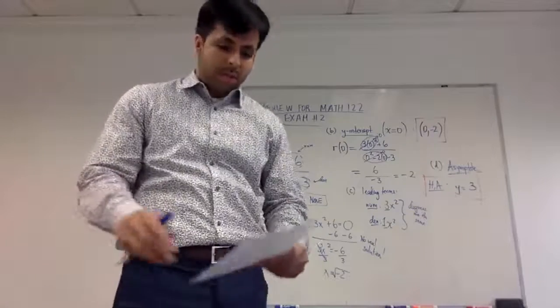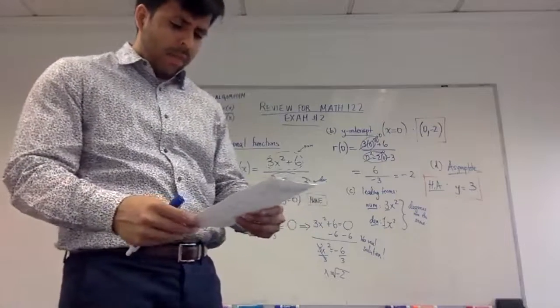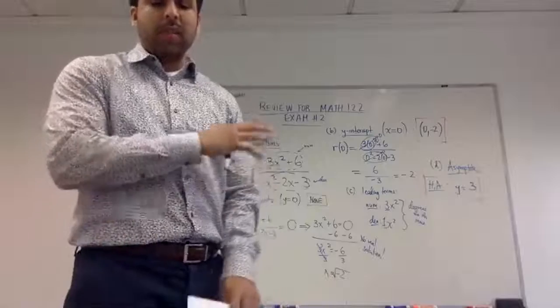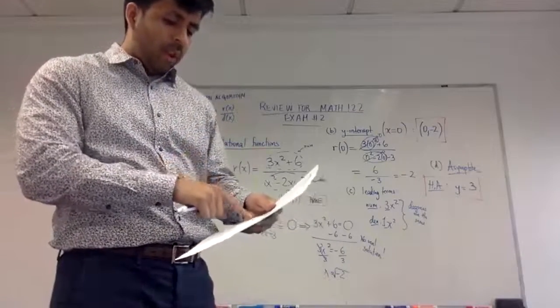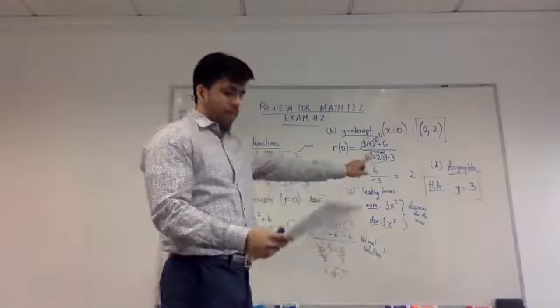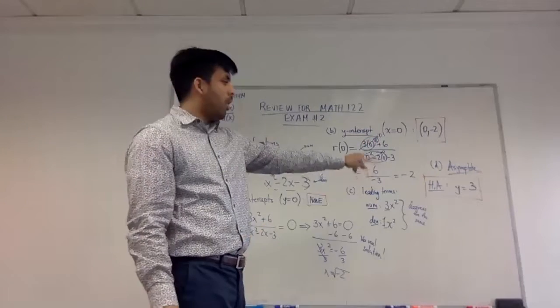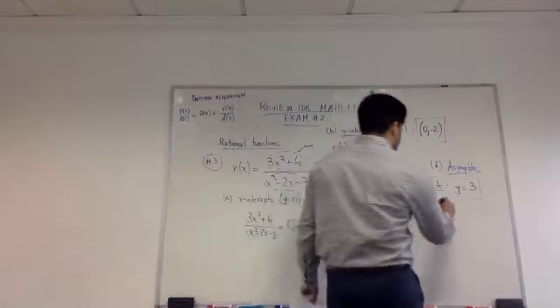Yes, so we'll talk about the domain and range. This one is a little tricky, to tell you the truth. The last thing we have to figure out for the asymptotes are the vertical asymptotes.